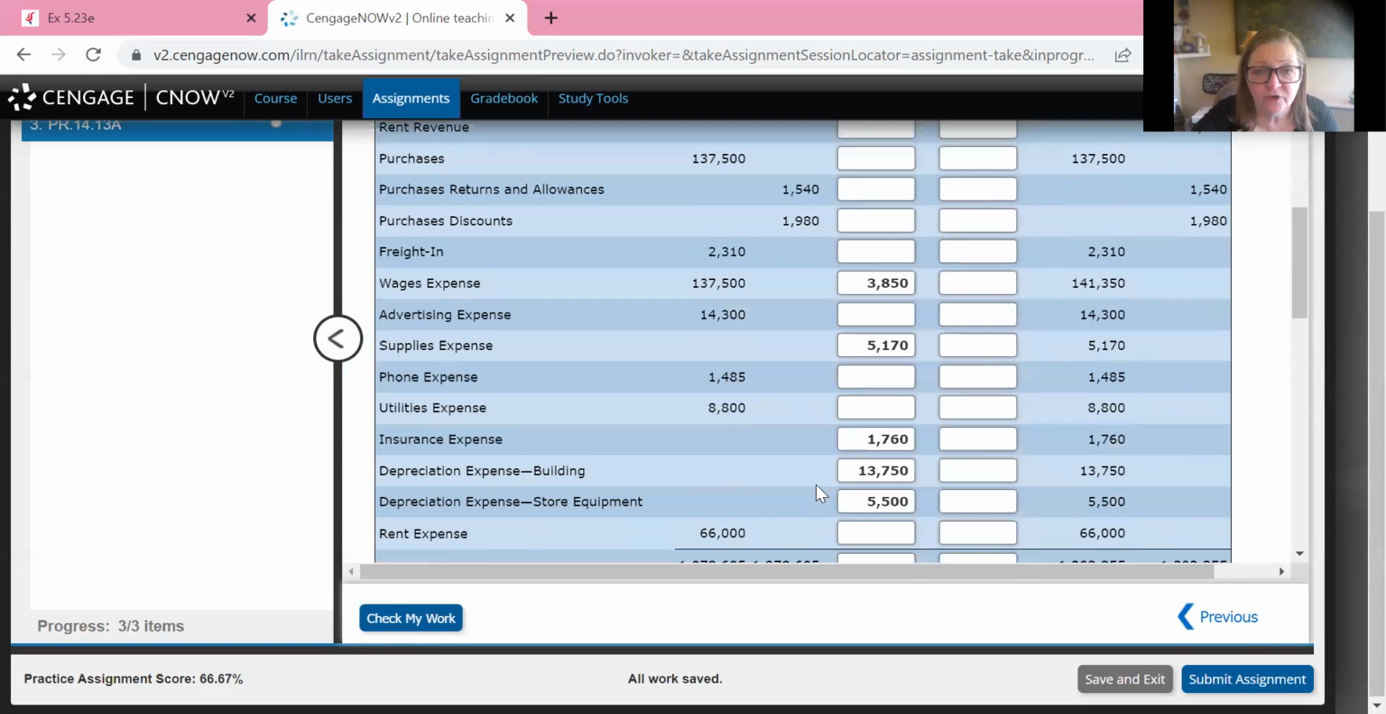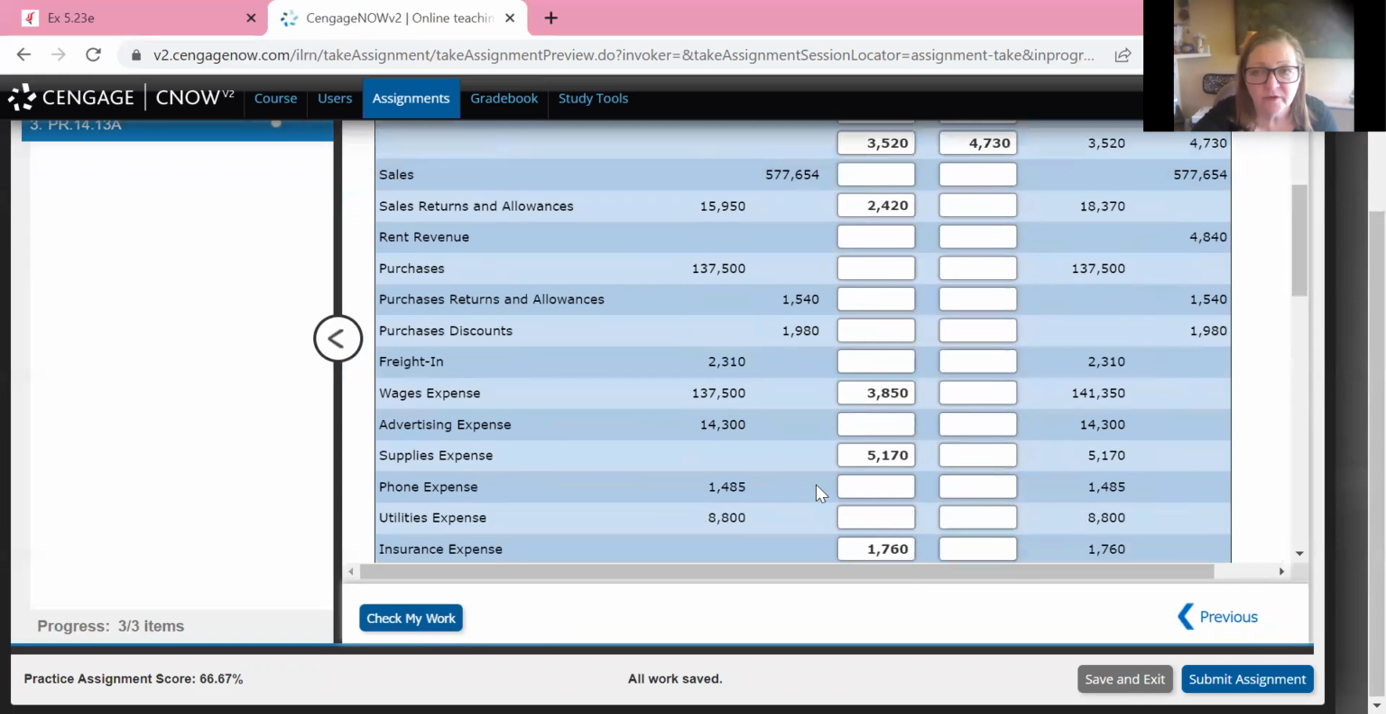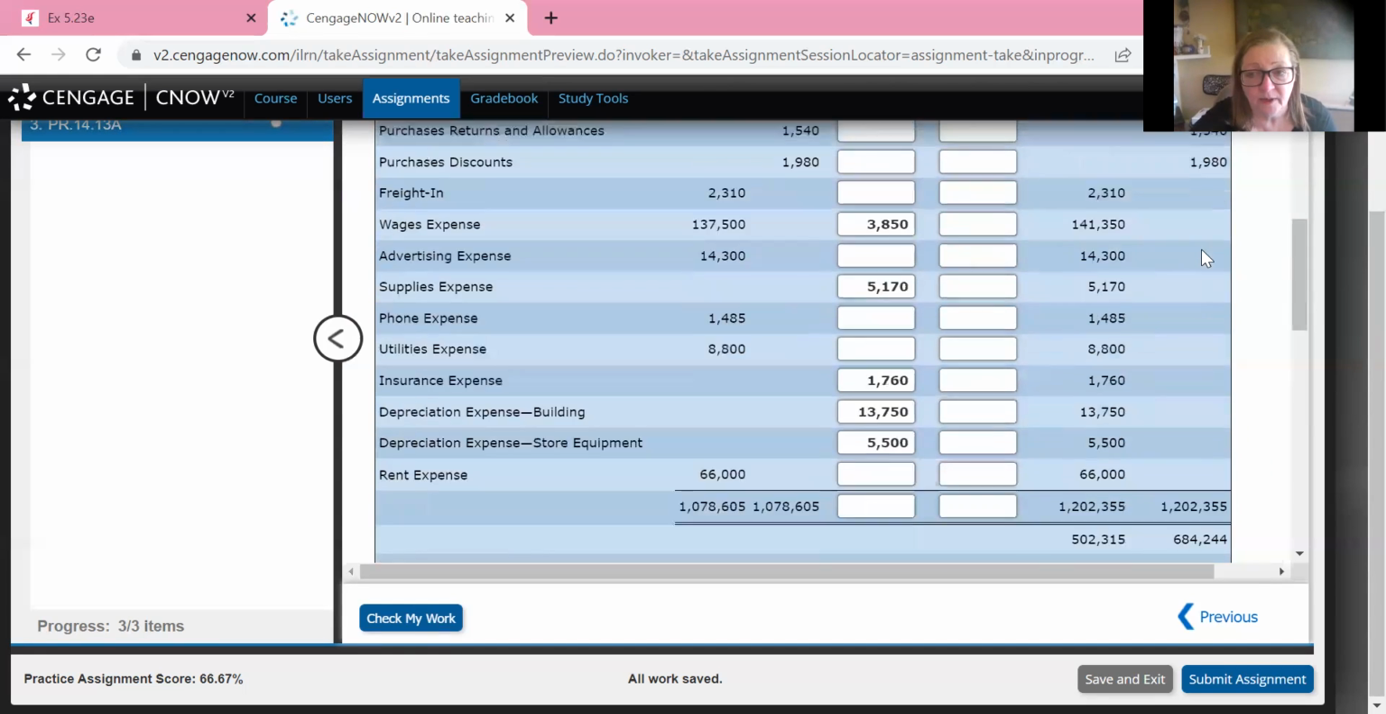And then the rent revenue took the other part. Where did the rent revenue go? $4,840. And if you look, there was nothing in rent revenue, and now after our adjustment, there's $4,840. So that makes it all make sense.